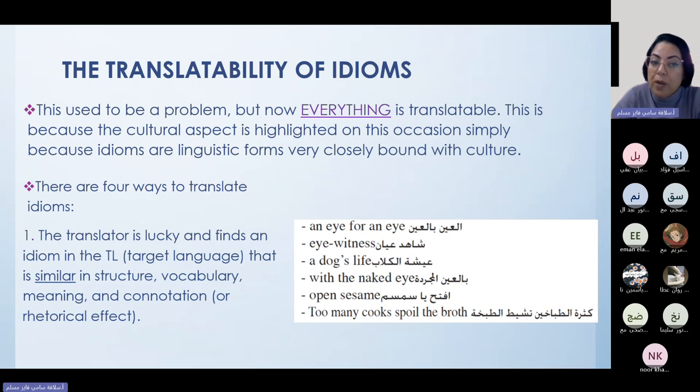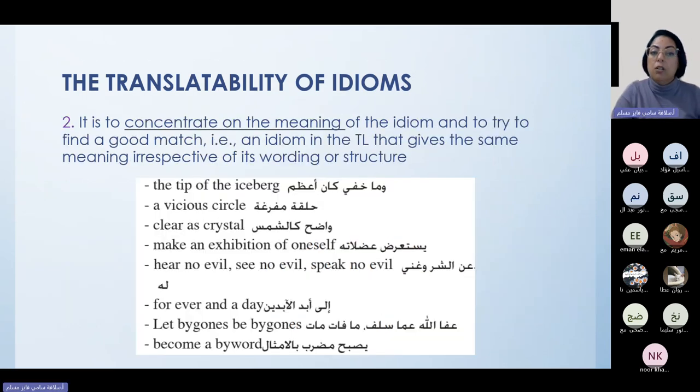Okay, so there are four ways to translate an idiom. We are either, as translators, lucky and find a similar idiom in the other language, like eyewitness, shahid ayan, or we concentrate on the meaning. There is no direct equivalent, but we focus on giving the same meaning in both English and Arabic, like the tip of the iceberg, for example. I told you once that an iceberg is a mass of ice, and only its tip is above the water, while the whole mountain is under the water. That's why we say what is hidden is greater: we see only the peak, but the whole mountain is underwater, unseen.